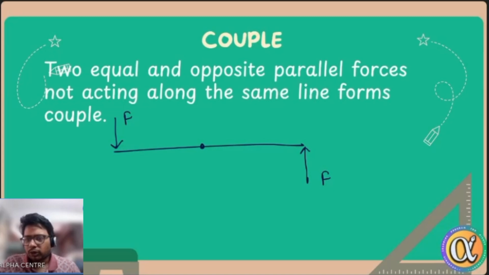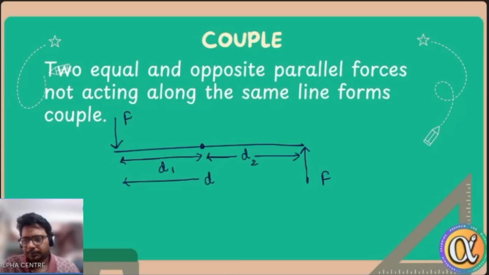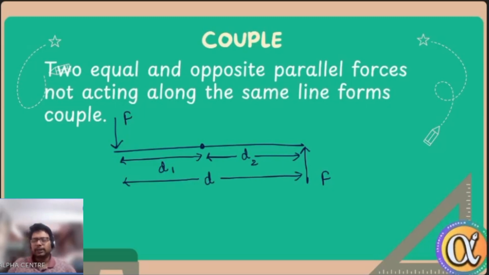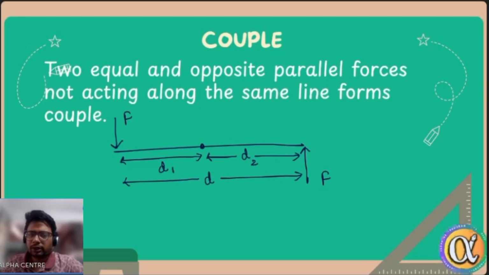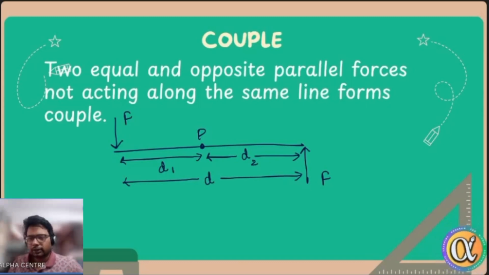They're equal, therefore I've written both of them as F. Let's say the distance of this one is D from the pivoted point, and this is also D. The total distance between the two forces is, let's say, D1 and D2, and the total distance is D. So it is not compulsory that the distance is the same, it can be D1 and D2 distance from the pivoted point. The only thing which is necessary is that they're not acting in the same direction. One is acting down, one is acting up.